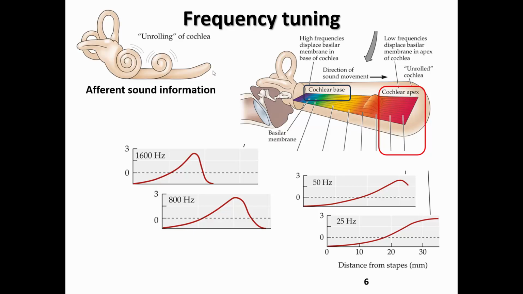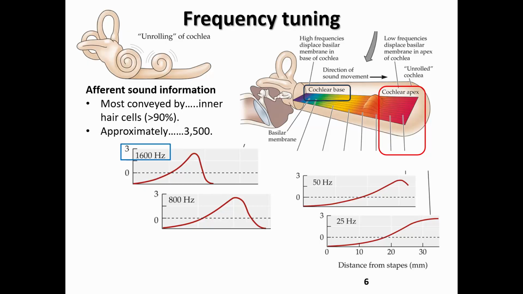When we talk about afferent sound transmission, the sound transmission that will eventually be converted to bioelectrical signals is conveyed mostly by the inner hair cells. So over 90% of the sound that gets transmitted into neural signals comes through the displacement of the inner hair cells. And there are an estimated 3,500 of these inner hair cells.